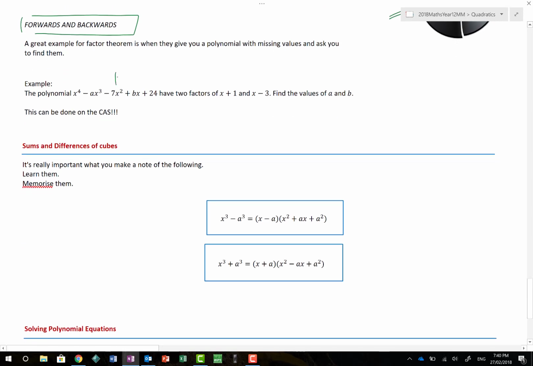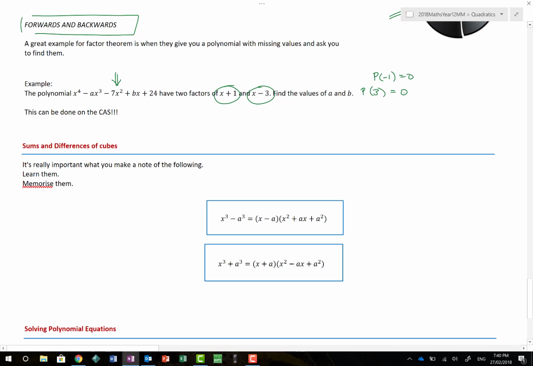This time, we're given a polynomial with some values missing. We know it has two factors, x plus 1 and x minus 3. What that means, if you remember, is that if I put the value of negative 1 into the polynomial, out comes the value of 0. And if I put 3 into my polynomial, out will come 0. Hopefully that gives you the way forward.